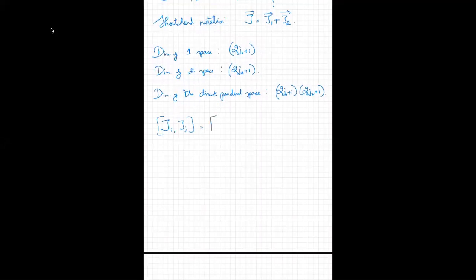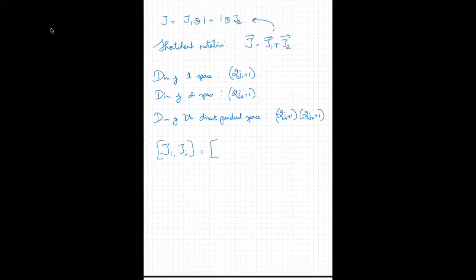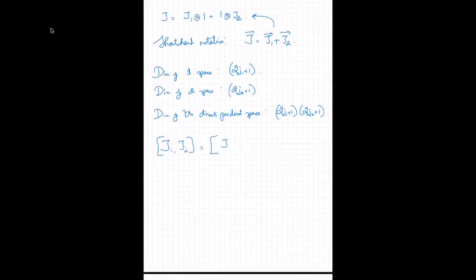What is this equal to? When I say Ji, I mean J1i direct product 1 plus 1 direct product J2i, commutator with J1j direct product 1 plus 1 direct product J2j. This is what I mean.